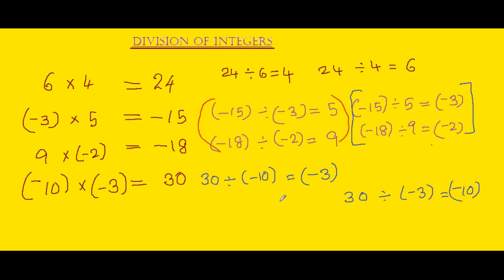So how can we conclude? When we divide two positive integers, the answer is a positive integer. When we divide two negative integers, the answer is again a positive integer. But from these two examples, here we have divided a negative integer with a positive integer. Here we have divided a positive integer by another negative integer. In both cases, the quotient is a negative integer.